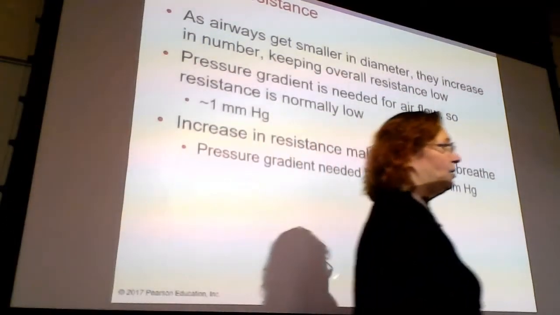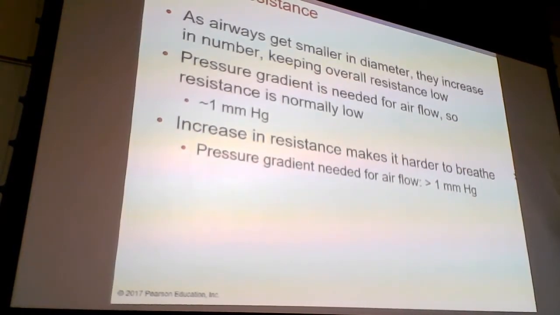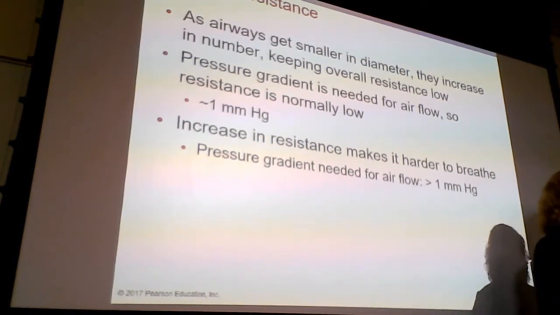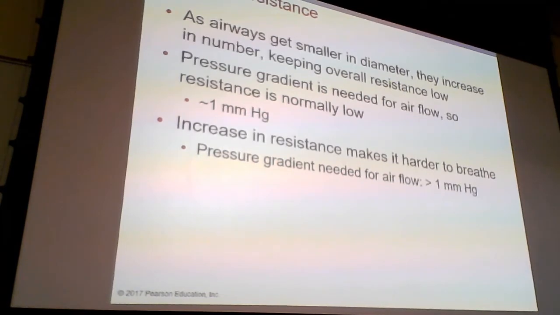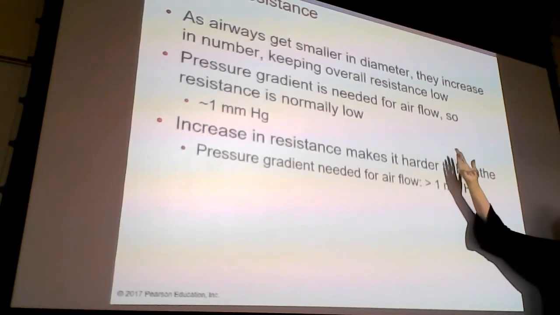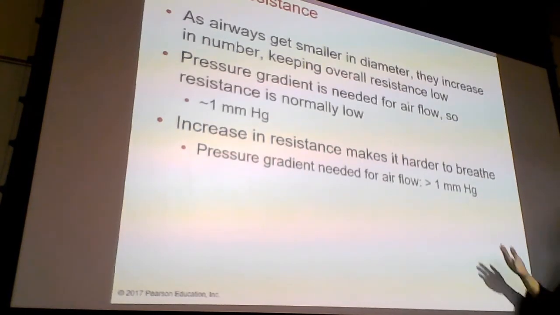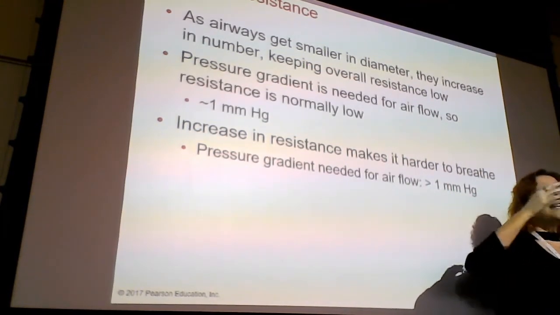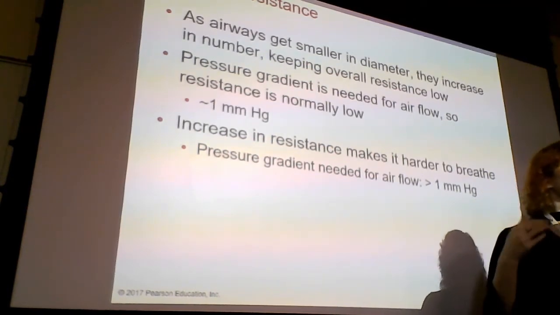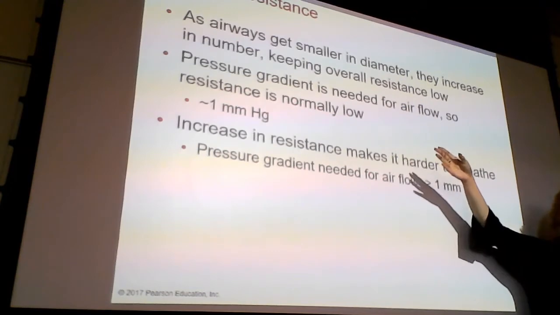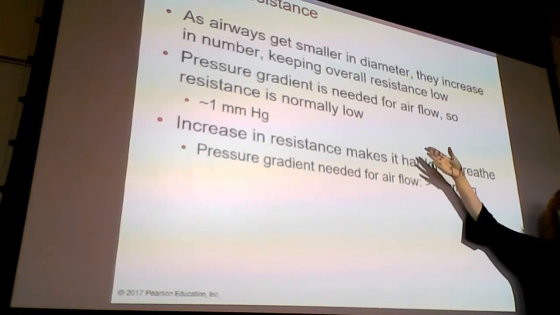Okay, so even though the airways are smaller in diameter, because they increase in number, that keeps the overall resistance low. And we know that a pressure gradient is required for air to flow, because how does gas move? Down its pressure gradient. So if we want our air to move, we need to have a small resistance, okay?